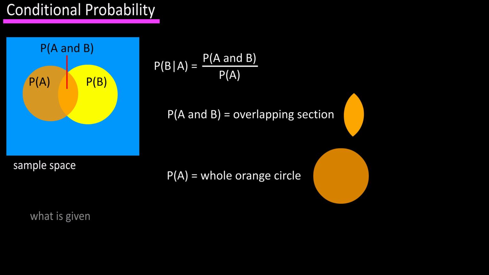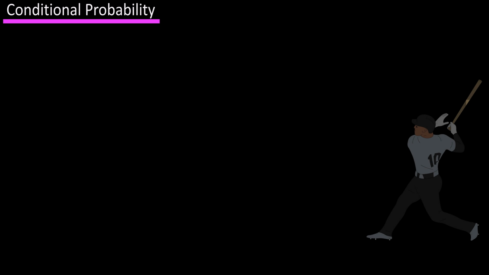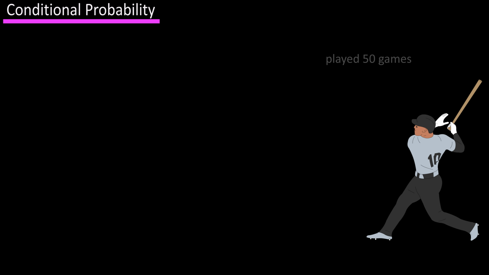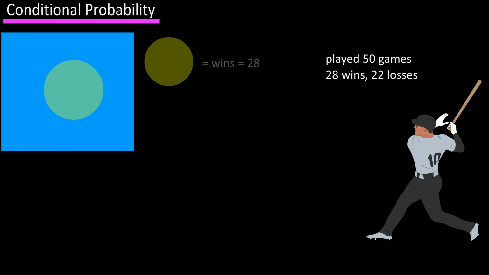Another way to look at it is to focus on what is given, and in this instance, it's given that event A has occurred, so our sample space has been narrowed to just A. For instance, let's say your favorite baseball team has played 50 games, with 28 wins and 22 losses. The yellow circle represents wins, so 28 total.